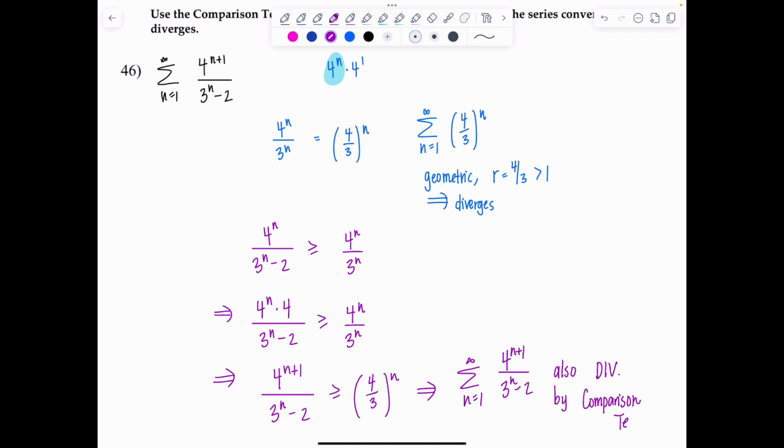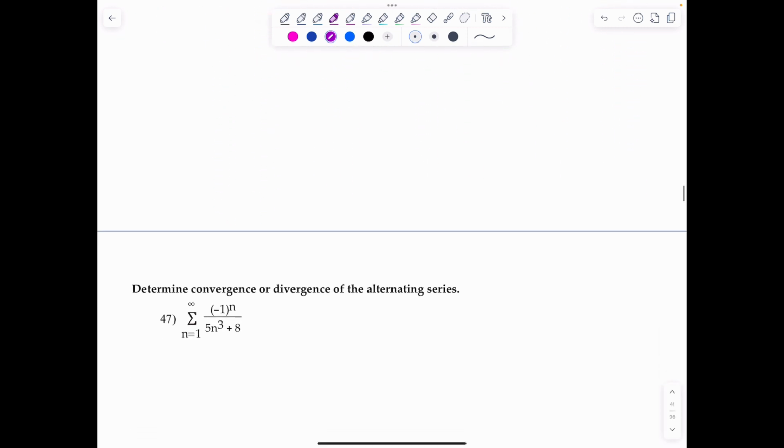Okay, this one I know is trickier to grasp. If you need more practice, I have extra videos on this, so go check it out. There's more examples. But let's get into some alternating series now, yeah? Yeah, sounds good to me.